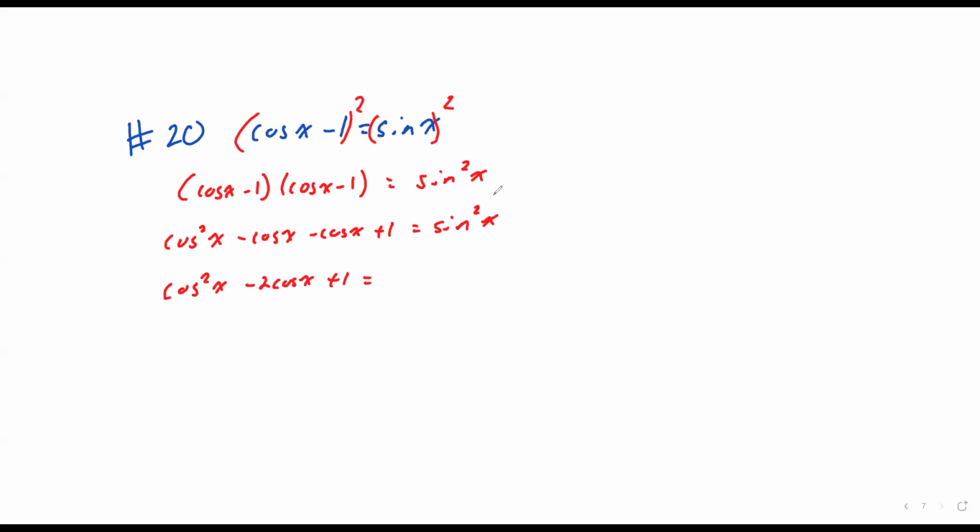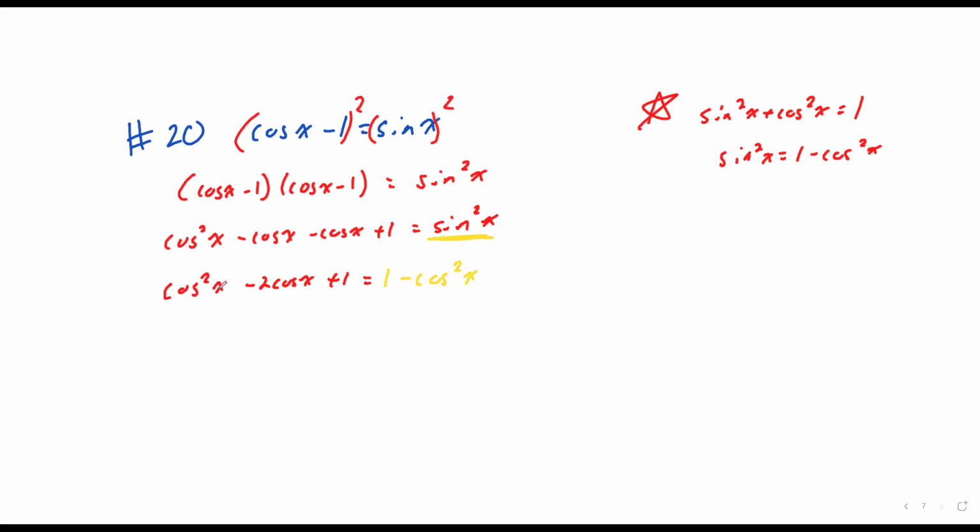And again, I'm going to use manipulation here. The Pythagorean identity states sine squared x plus cosine squared x equals 1. Therefore, sine squared x equals 1 minus cosine squared x. So I'm going to replace sine squared x with 1 minus cosine squared x. And so now I have a trigonometric equation with only one trig function.